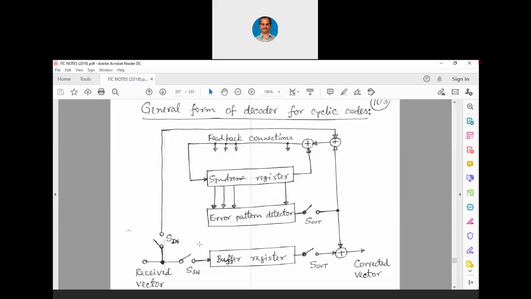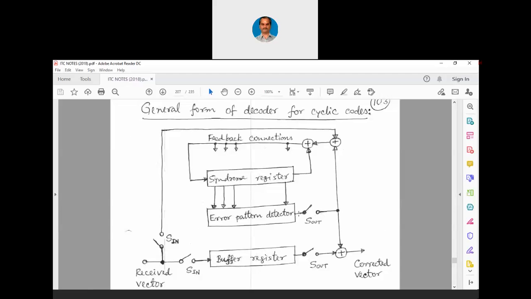What happens at the receiver is, when the received vector is coming, initially S in will be closed and S out will be open. The switch S in will be closed and the switch S out will be open, and at that time the received vector is input to the buffer register and it is input through this XOR gate to the syndrome register as well.